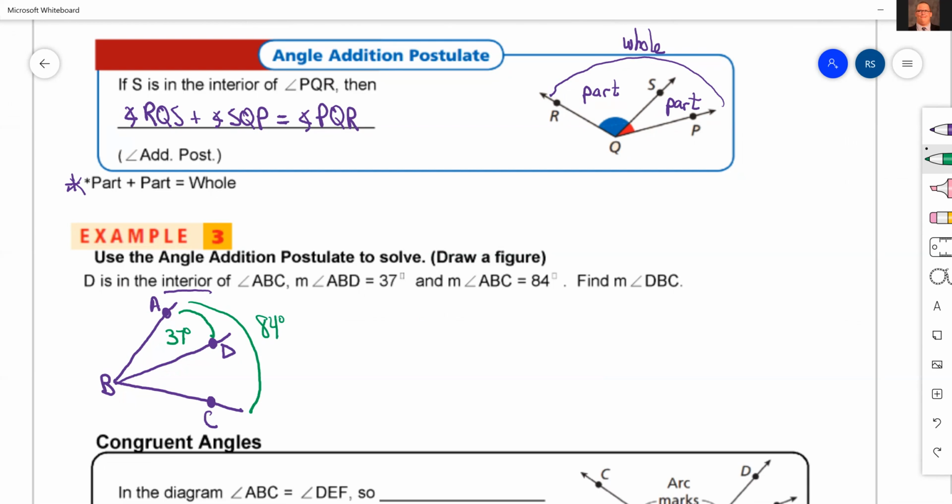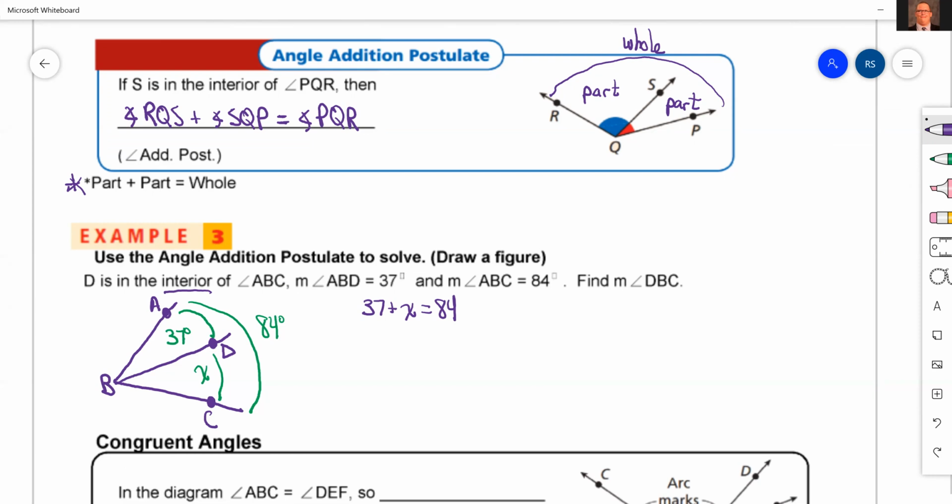What is DBC? So what's this? Let's call it X. That's what we're trying to find. So how can I set this up? Well, we have that angle addition postulate that we just talked about. Part plus part equals whole. So 37 plus X equals 84.